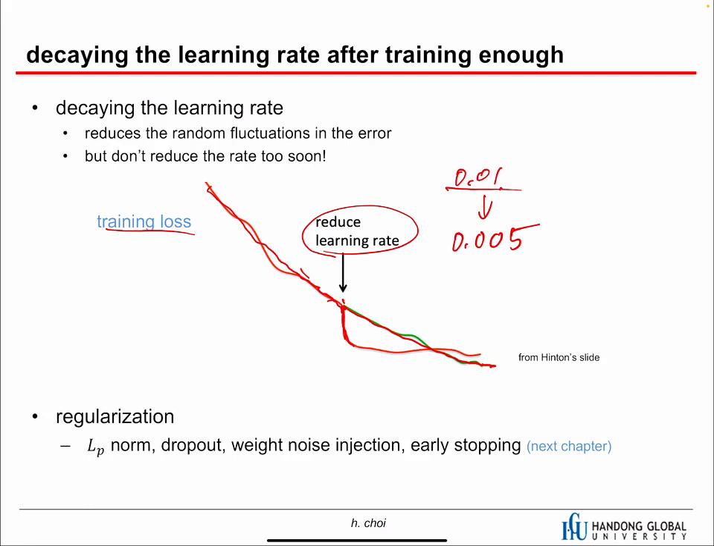Then you will see this kind of phenomenon a lot. Okay, but do not reduce the learning rate too soon. If you do that, then you will see this kind of curve. So you have to wait until the training is enough. And then the last one is regularization. We have a lot of different types of regularization. We'll talk about this one in the regularization chapter.